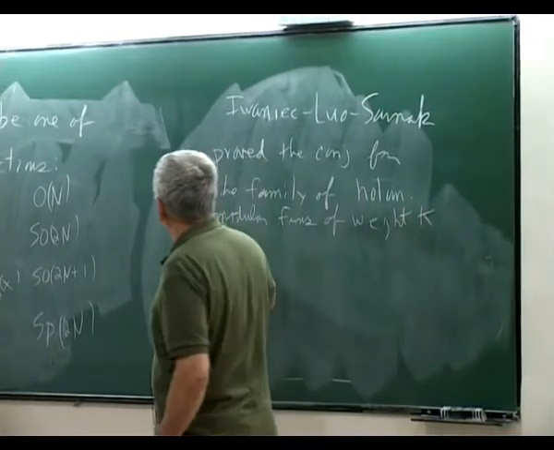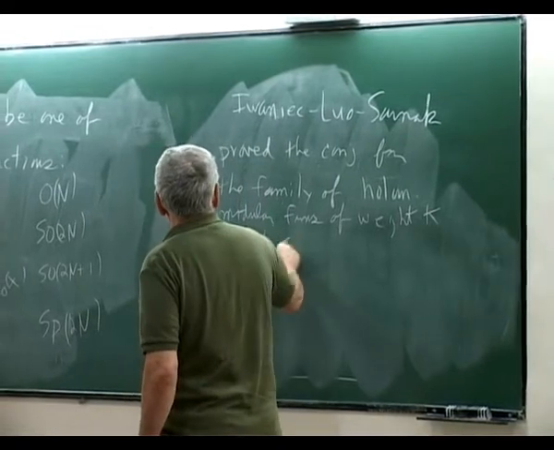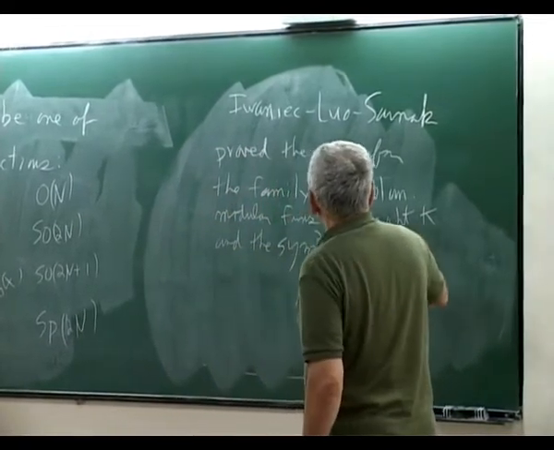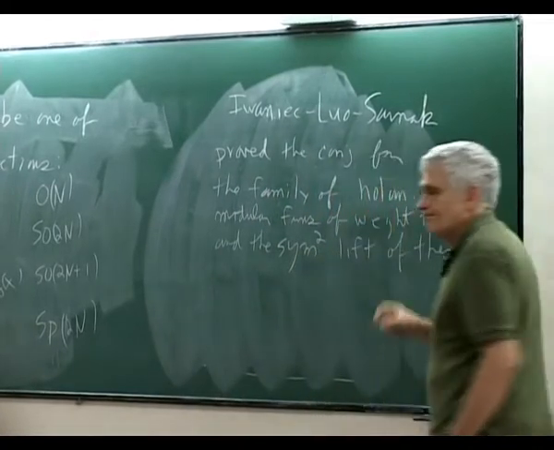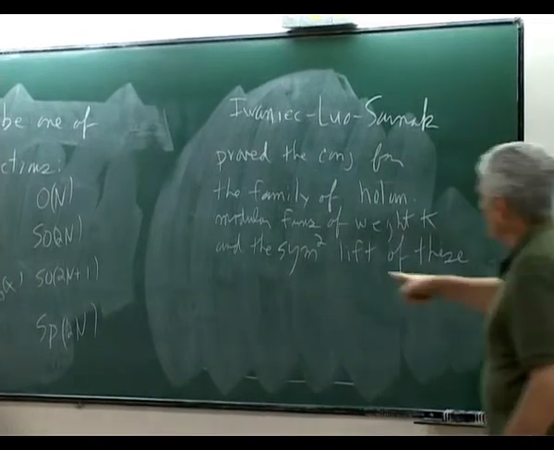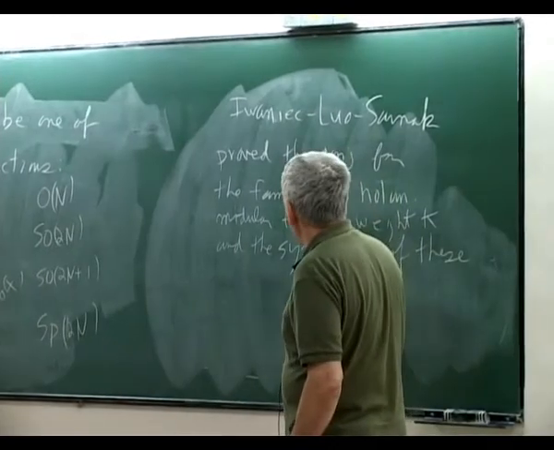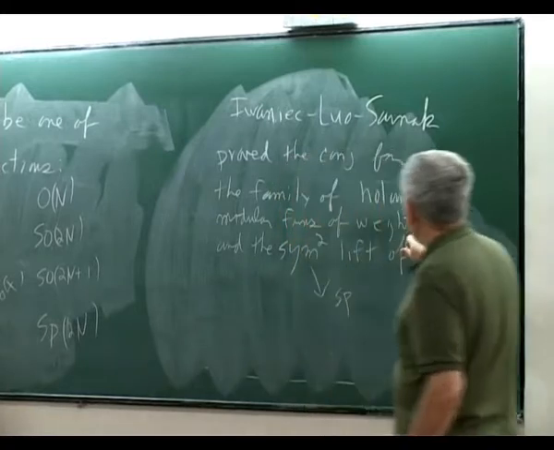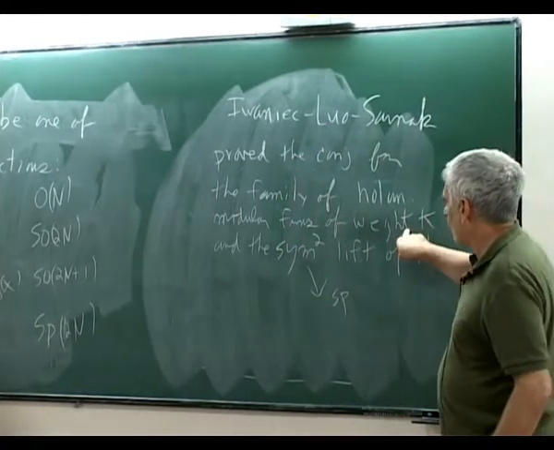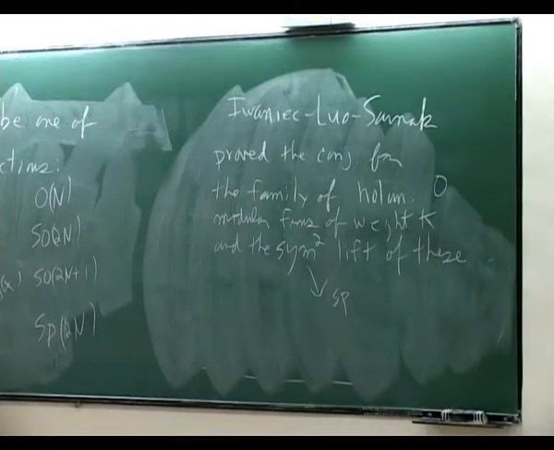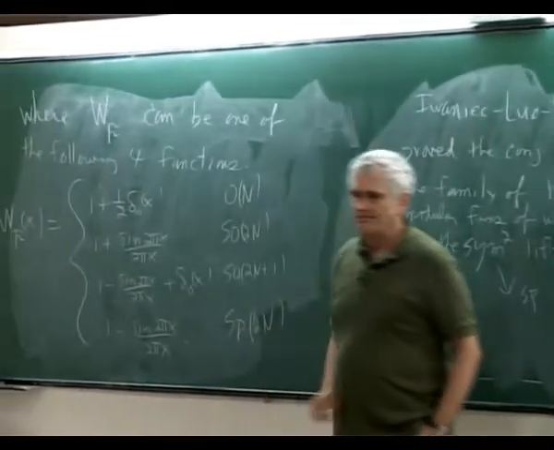And the symmetric square lift of these. Okay. And so the symmetric square lift, they got symplectic type, Sp. And I think for the automorphic forms, it's orthogonal type. There's two different symmetries. So these groups are called the symmetry type.